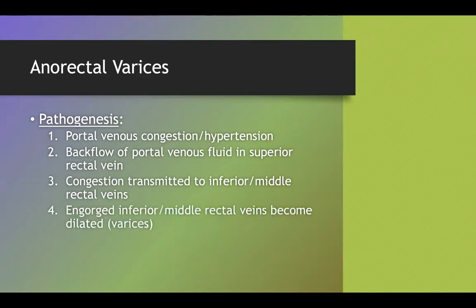Once these inferior and middle rectal veins become dilated, they're not going to be able to withstand these pressures because they're not used to having such high pressures in their small veins. And those veins itself can dilate and rupture, resulting in GI bleeding.